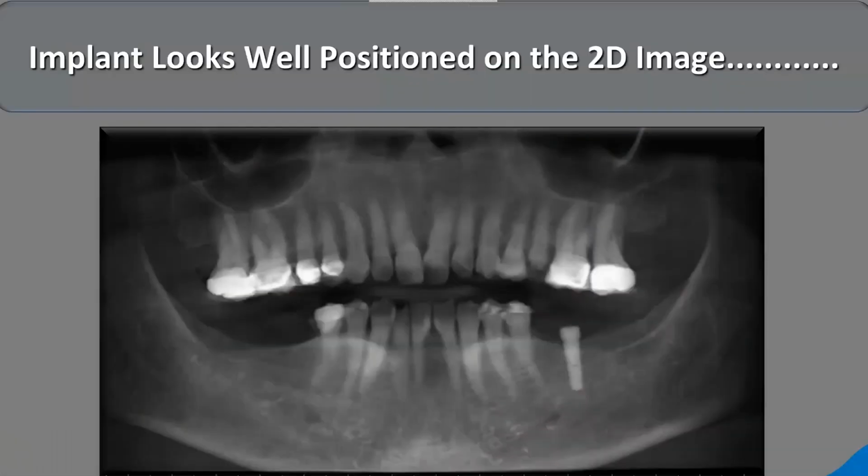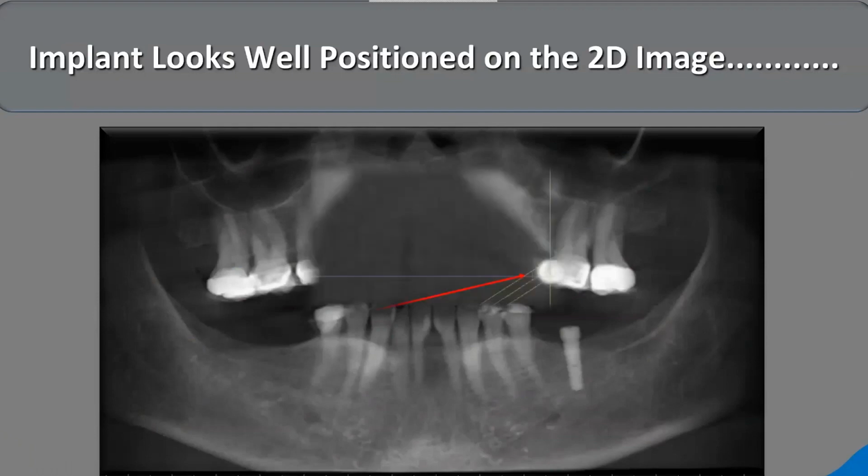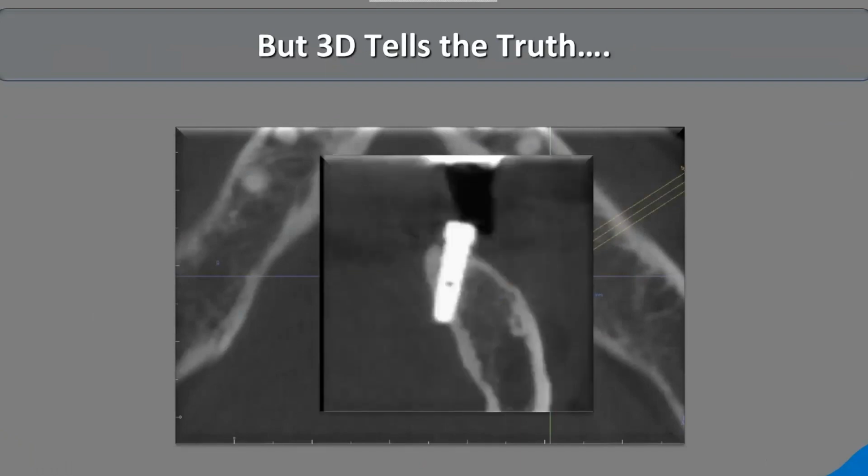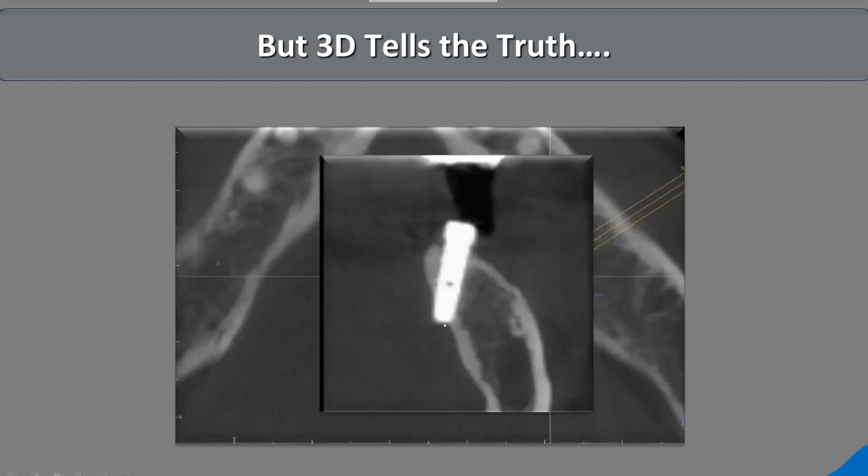What about this one? Well, based on the 2D, it looks pretty good. Looks like we could go ahead and restore that properly. And yet, when we move into 3D, where is it actually sitting? It's actually lingual to the mandible. In fact, if we look at it, there's very, very minimal bone that's holding that implant in place. You can see the odd angle that it's been positioned at, and really it's not a restorable implant.